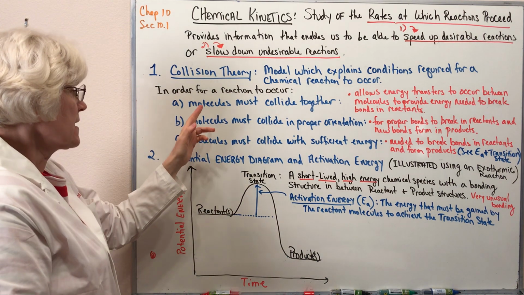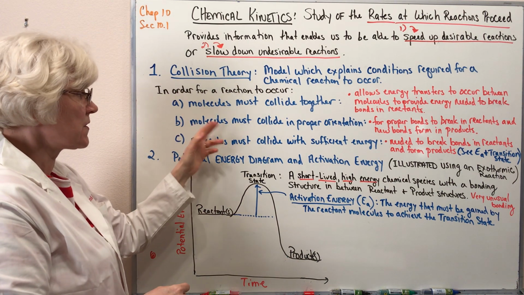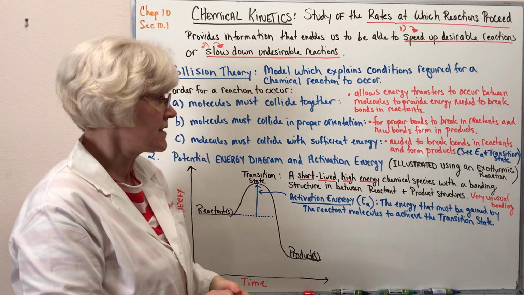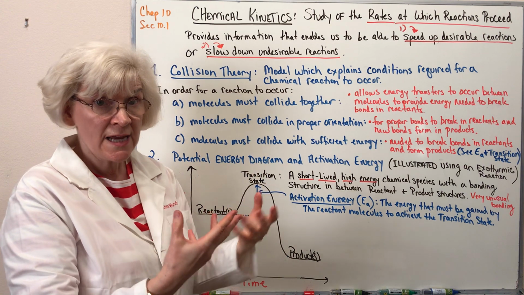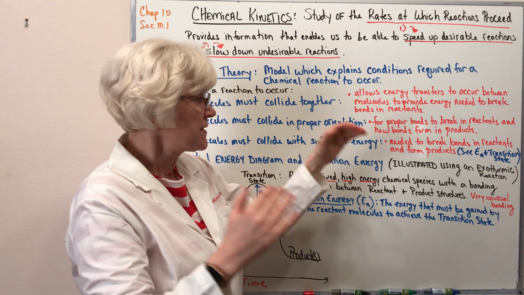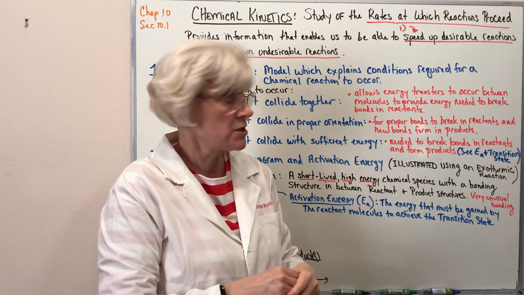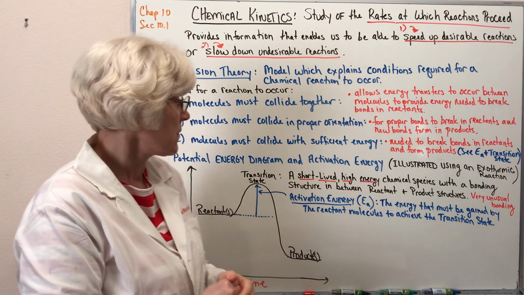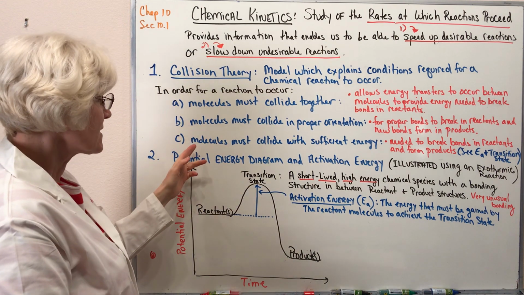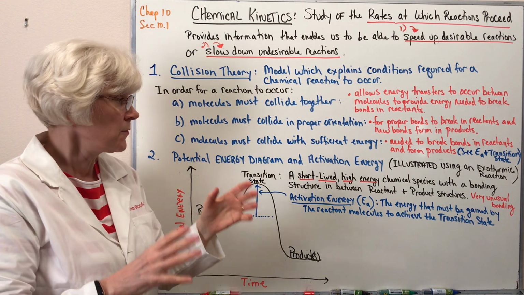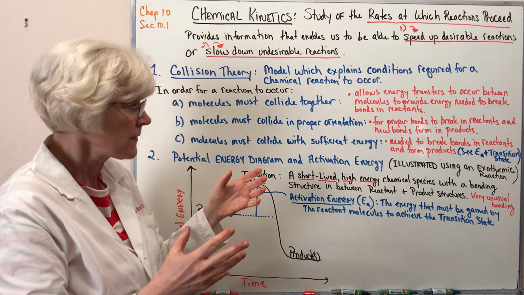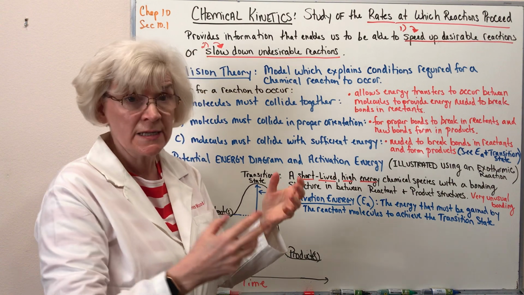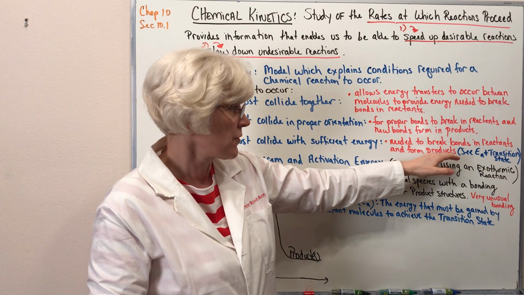The second thing that is proposed in the collision theory is that molecules must collide in the proper orientation. And this orientation or alignment positions the proper bonds to break in the reactants so that new bonds can form in the products. And lastly, molecules must collide with sufficient energy. And again, energy is critical in order to break bonds in reactants and form products.